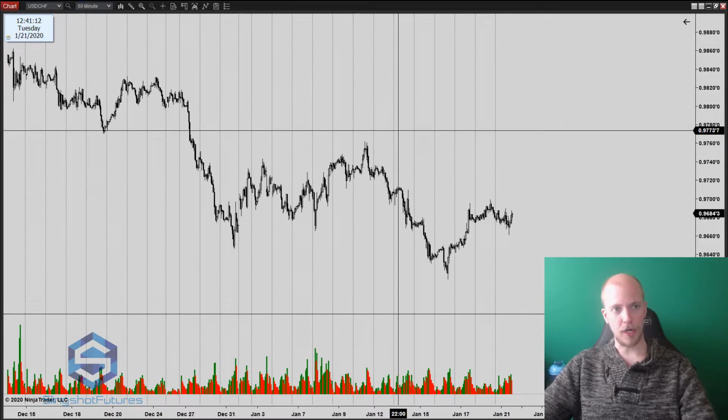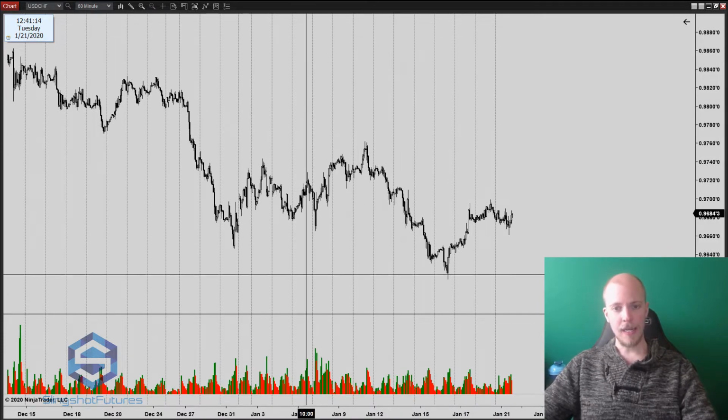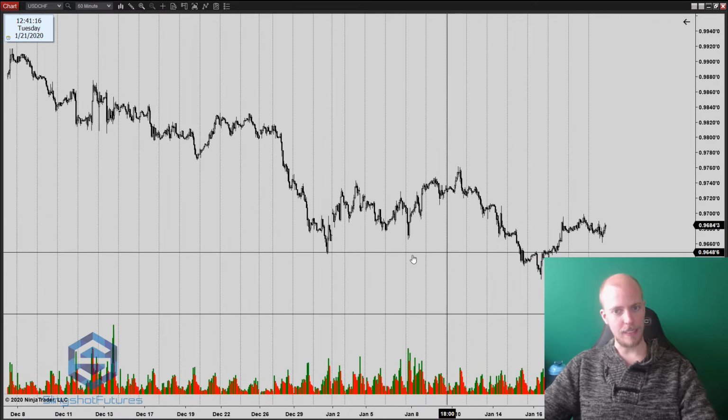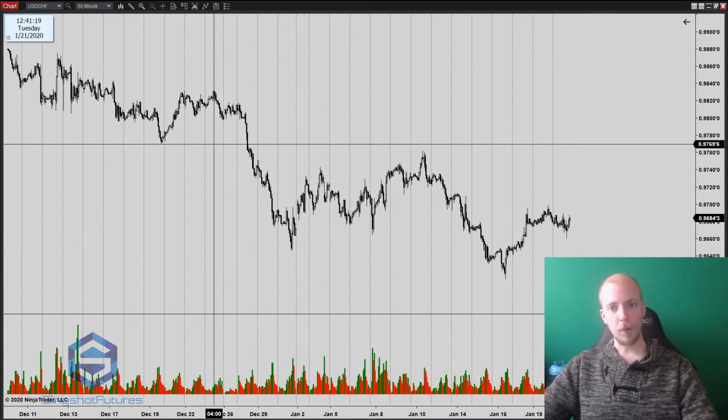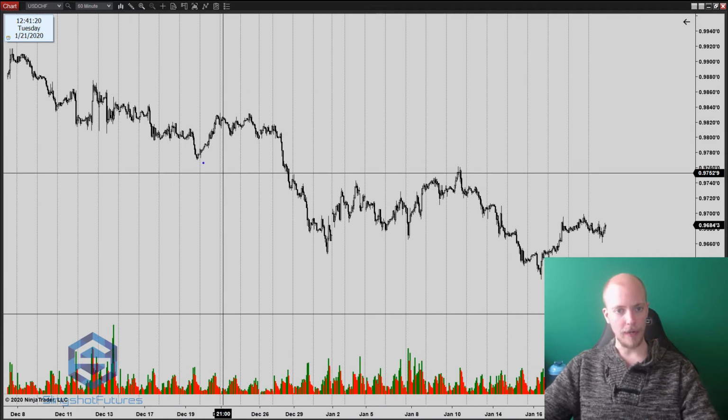So here I have a 60-minute chart of the dollar Swiss, and we'll just go backward a little bit here so we can see some other areas of interest. So pretty obviously, we have a breakdown point, right? I don't think that really needs to be said. We've got a very, very obvious breakdown point. And typically, when previous support is broken, it usually acts as resistance.